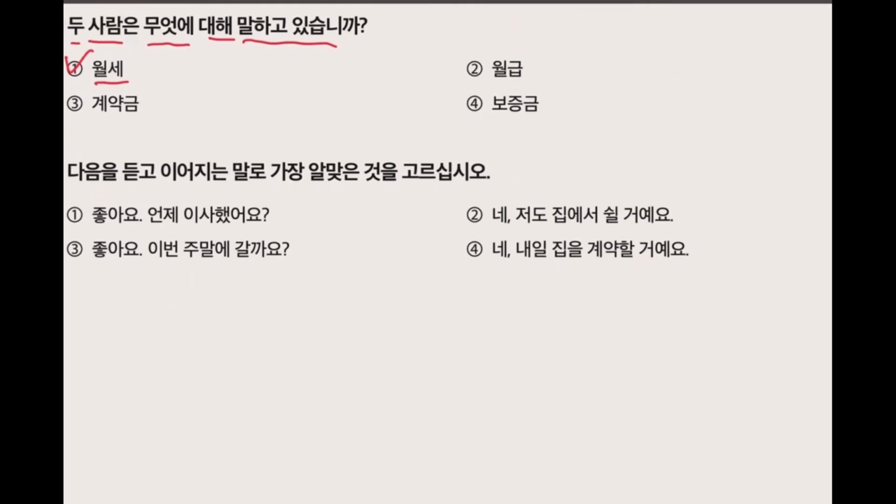5번. 다음을 듣고 listen, 이어지는 말로 continuing words, 가장 알맞은 most suitable 것을 고르십시오 select. 아직 집을 못 구했는데 till now I have not found a good house. 같이 부동산에 가줄 수 있어요? Can you go with me to the real estate agency?